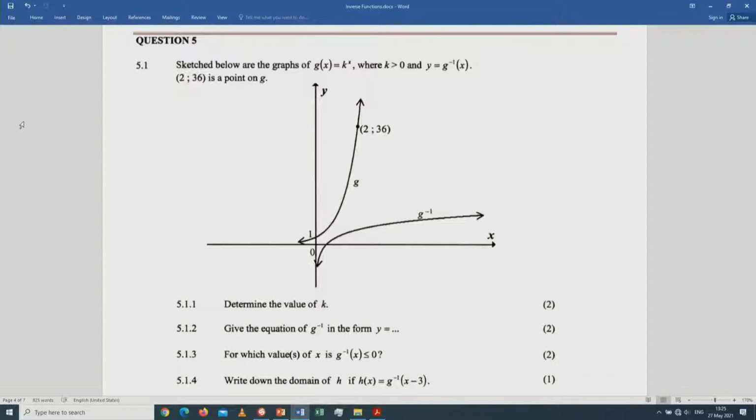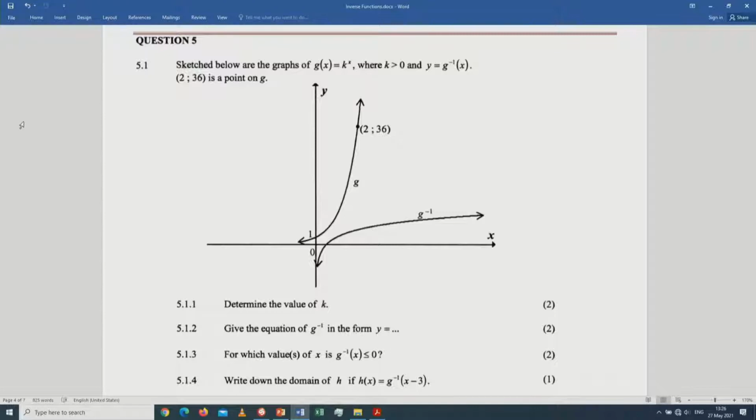Without even going through anywhere, you can tell that the first question will say, determine the value of k. The very first question, determine the value of k. Which point is given? We've got (2; 36). Let me write them down. This point is given. And we have the function g(x), which is equal to k^x. Now the first question, 5.1.1, determine the value of k. 5.1.2, determine the equation of the inverse.